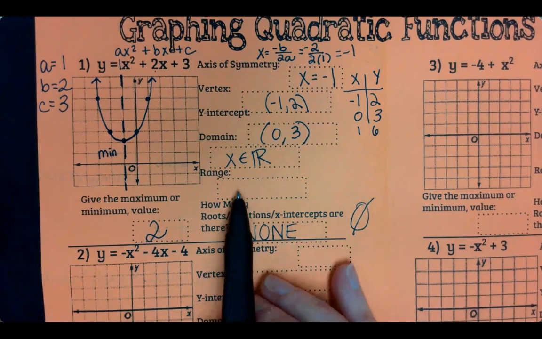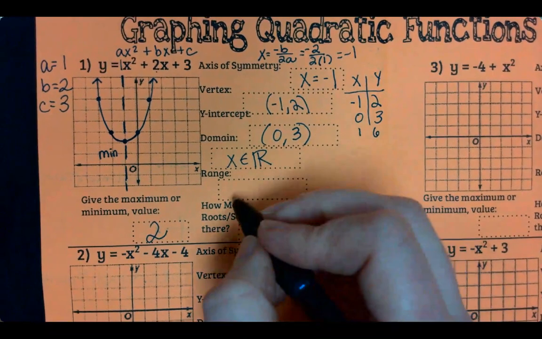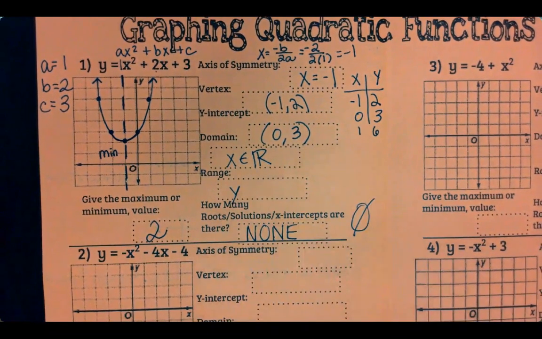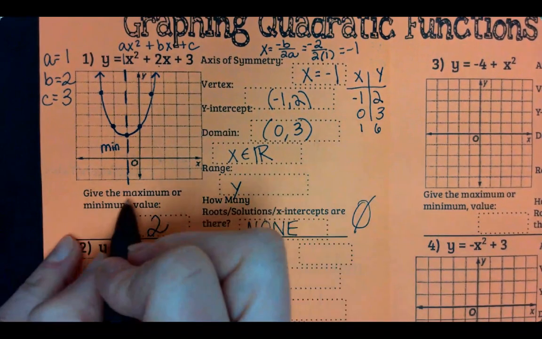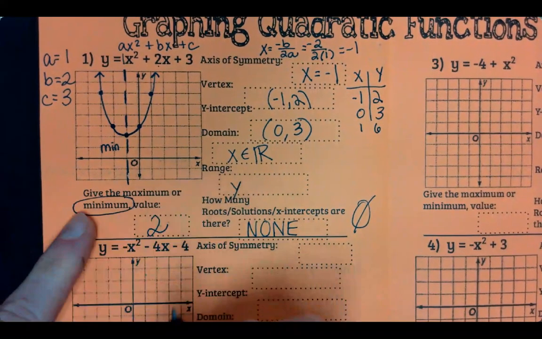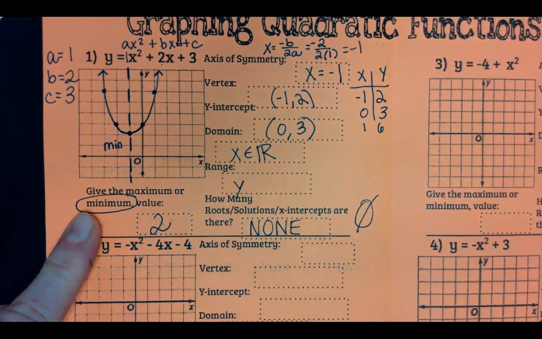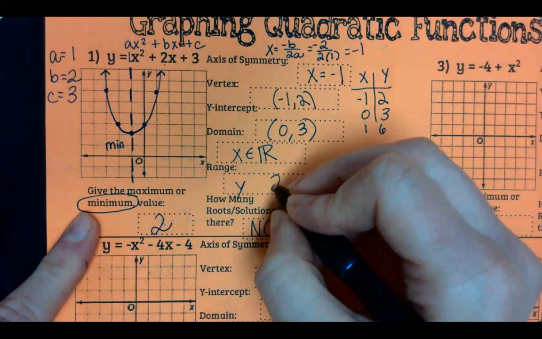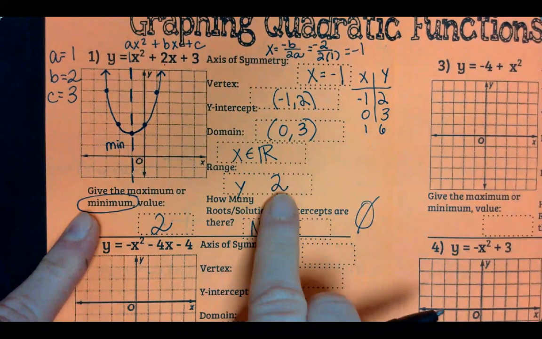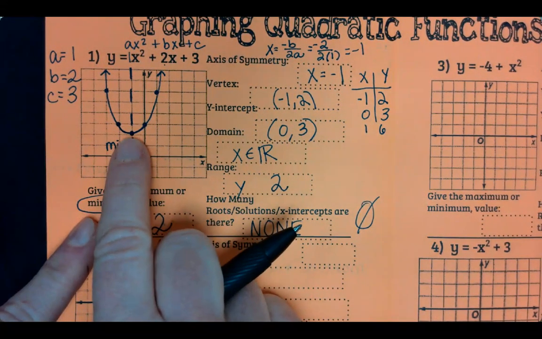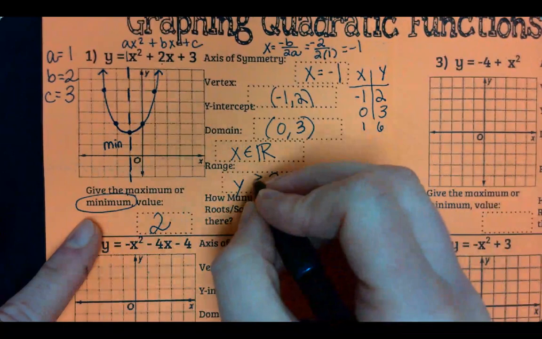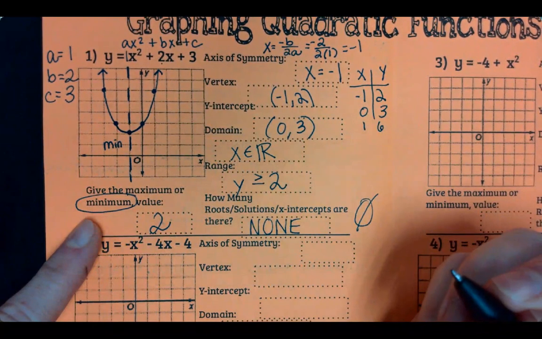All right, the last thing is range. The range is our y values. And where we get our range is from our maximum or minimum. I forgot to circle minimum. Where we have a minimum, we put that number. It's going to be greater than or equal to, because it's at that number or higher. So greater than or equal to.